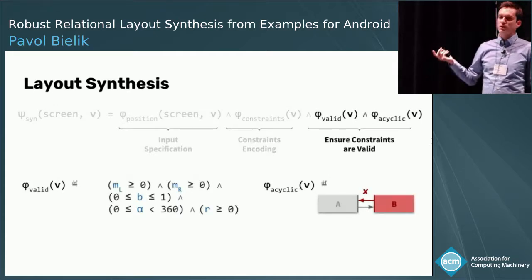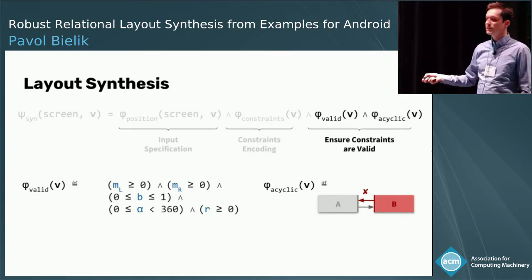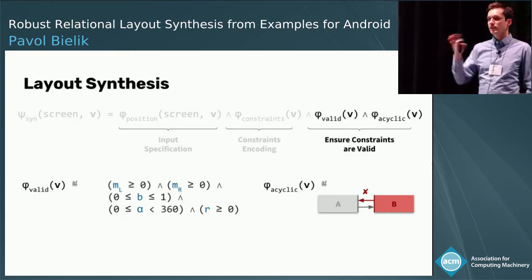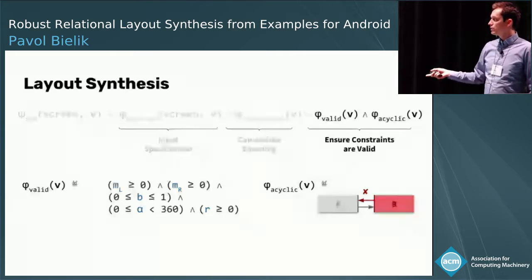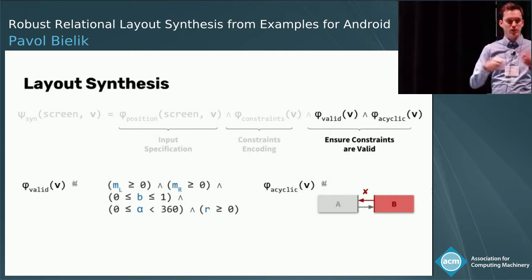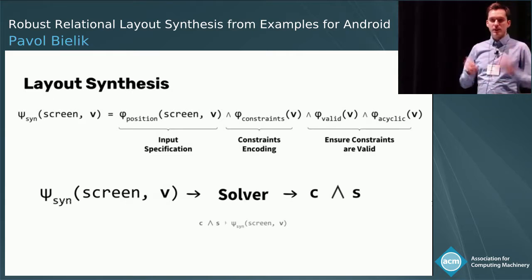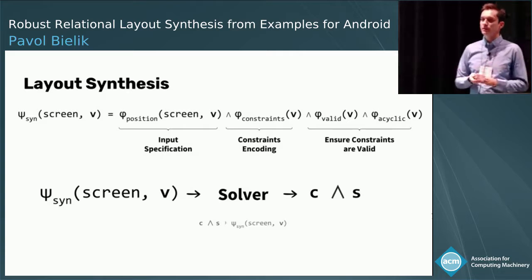To ensure that the constraints are valid, we have to ensure that all the constants are valid, so all the margins are less than or equal to 0. If there is an angle, it has to be a valid angle. And we also have to ensure that the constraints are actually valid. So for example, you cannot have cyclic dependencies because then you cannot resolve them. And we can then use any off-the-shelf SMT solver. And if you solve this formula, we get the solution.